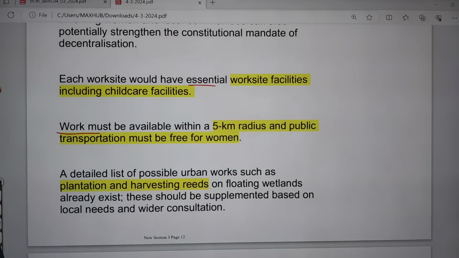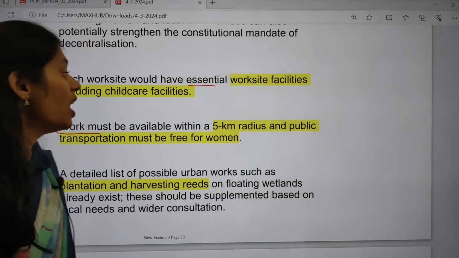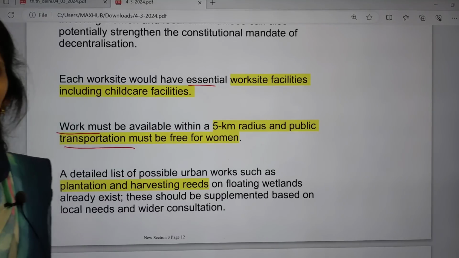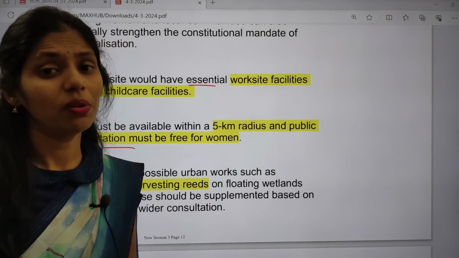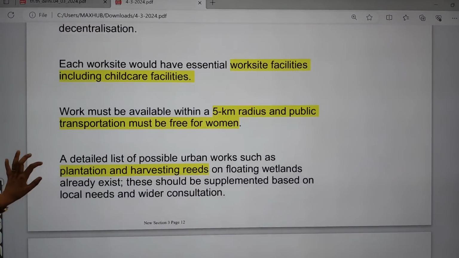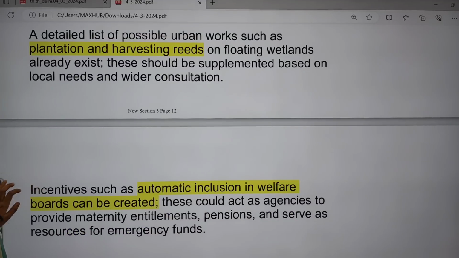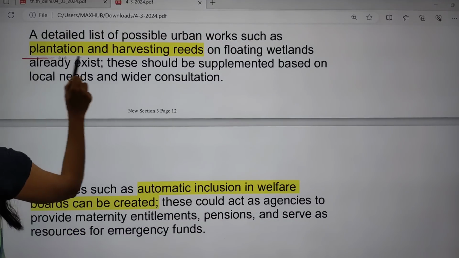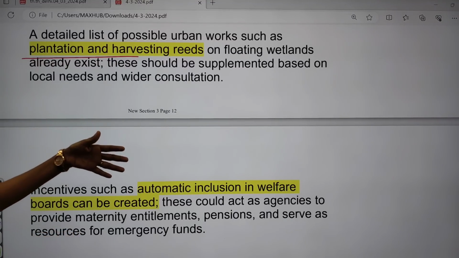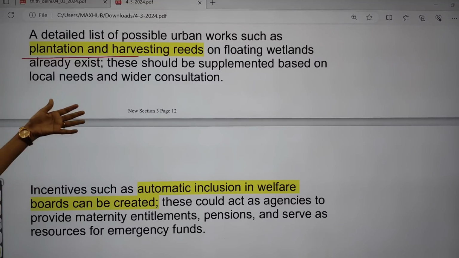So work must be available within 5 kilometers of radius in urban areas, and public transportation should be free for women, so that we can ensure there will be increased contribution of women to GDP. And a detailed list of possible urban works, such as plantation and harvesting reeds on floating wetlands, already exists, and these should be supplemented based on the local needs and wider consultation.